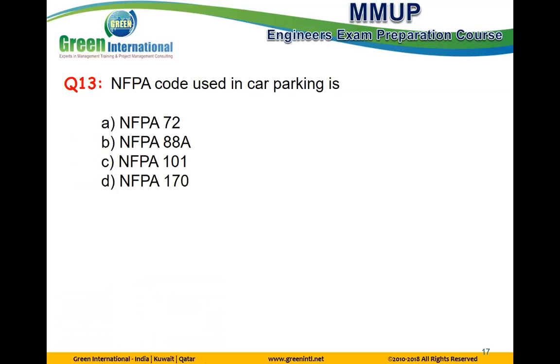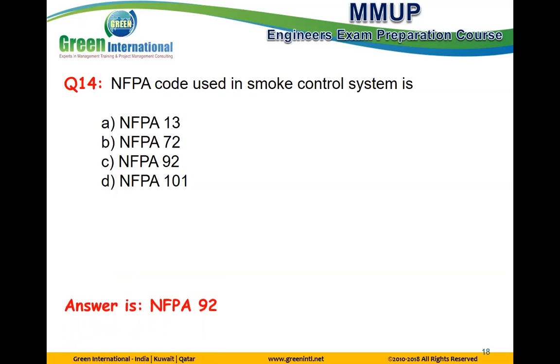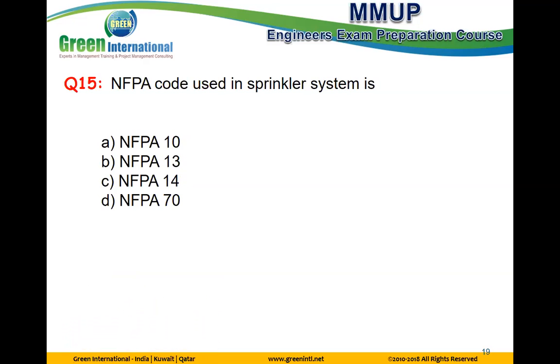B. NFPA 88. Something 88. It's easy. 88 for car parking. Yes, correct. Good question. Okay. C. NFPA 92. Yes. 92. Correct. Sprinkler system. B. 13. NFPA 13, sprinkler. Correct.